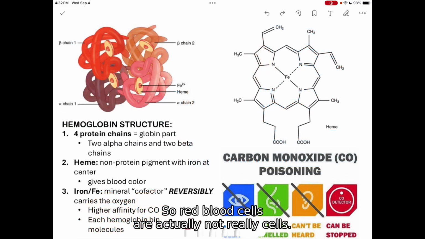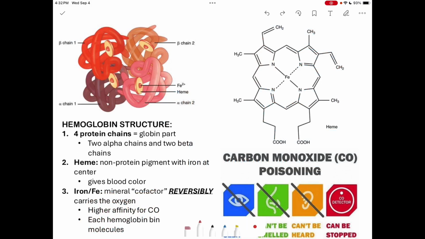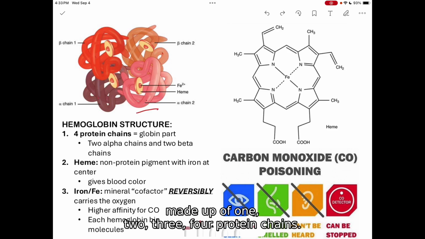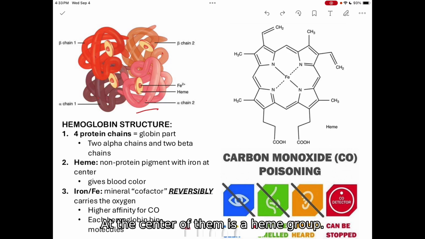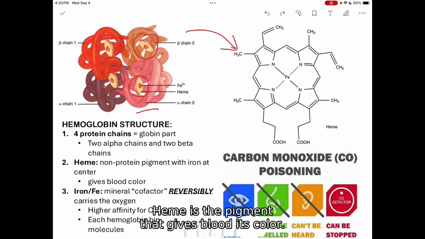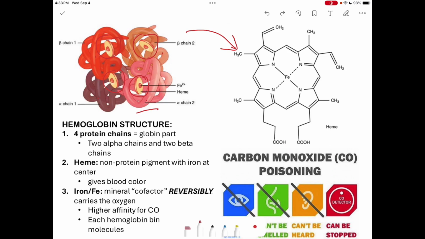So red blood cells are actually not really cells. They don't have a nucleus. They're actually called corpuscles. They are stuffed full of hemoglobin, and so this is a hemoglobin molecule, and it's made up of 4 protein chains. At the center of them is a heme group. So this is what heme looks like. Heme is the pigment that gives blood its color. At the center of heme is iron. So Fe is the chemical symbol for iron.